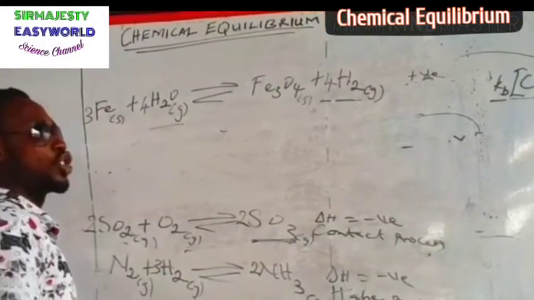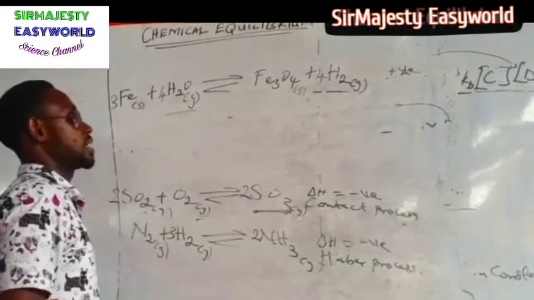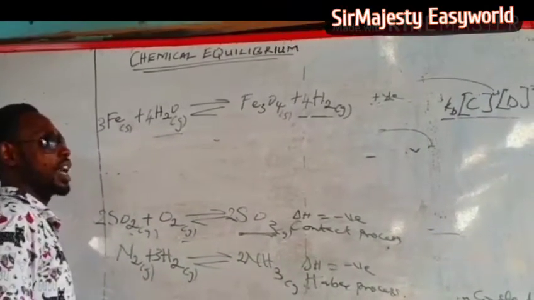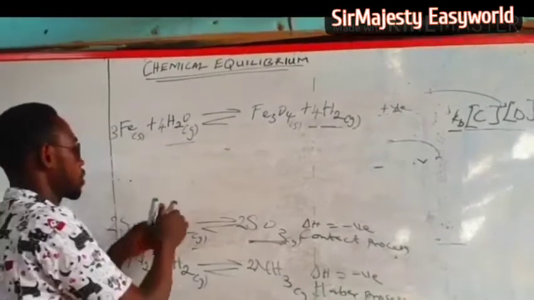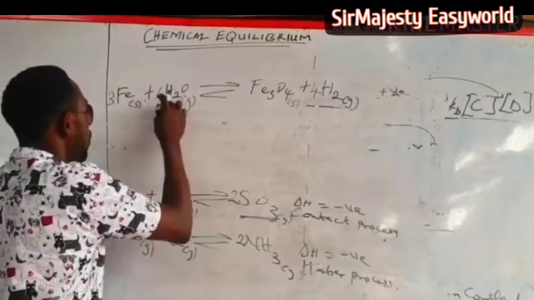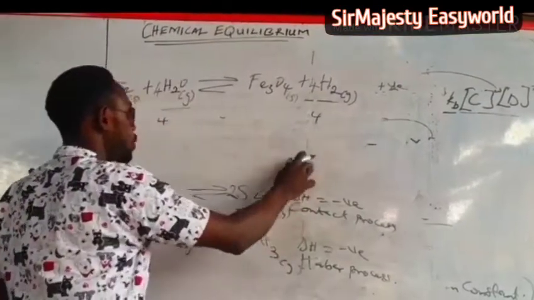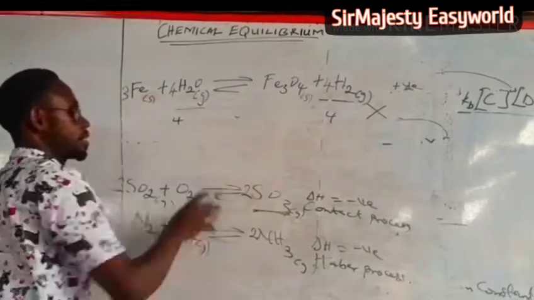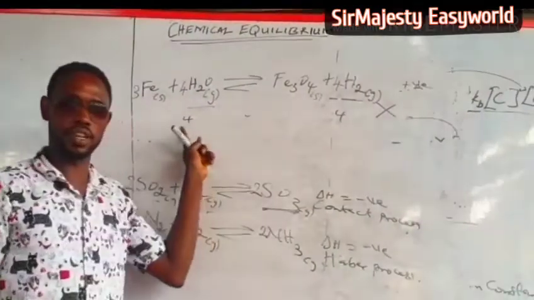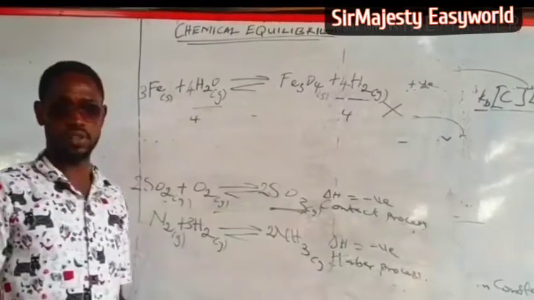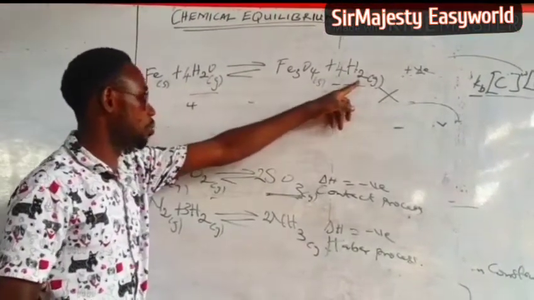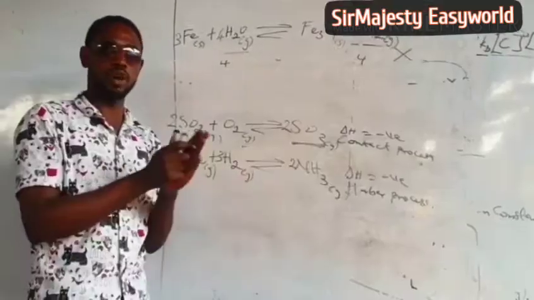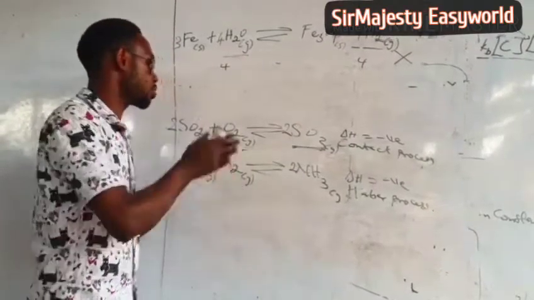Then condition 2 says that the number of moles of gases on both sides must not be equal. We are looking at whether pressure changes will have effect on the equilibrium position of this reaction. Look up here. Here we have 4 moles of gas, and here we have 4 moles, which means pressure changes will have no effect on the equilibrium position of this reversible reaction. Why? Because there are equal numbers of moles of gases on both sides. The number of moles of gases must not be equal.